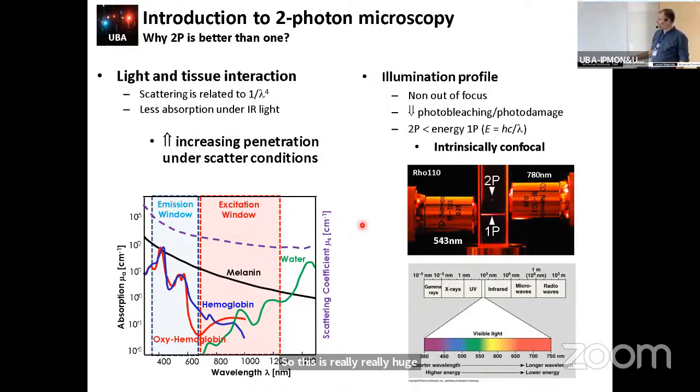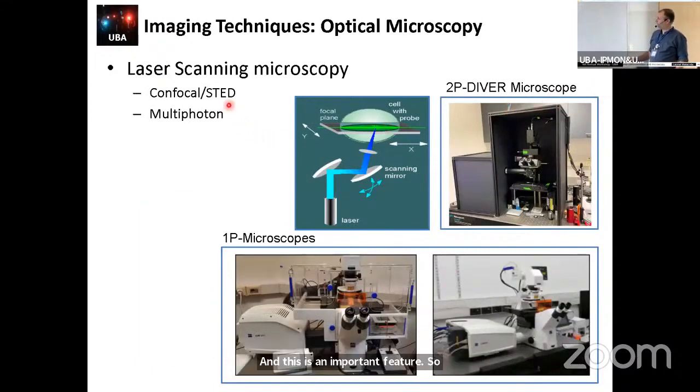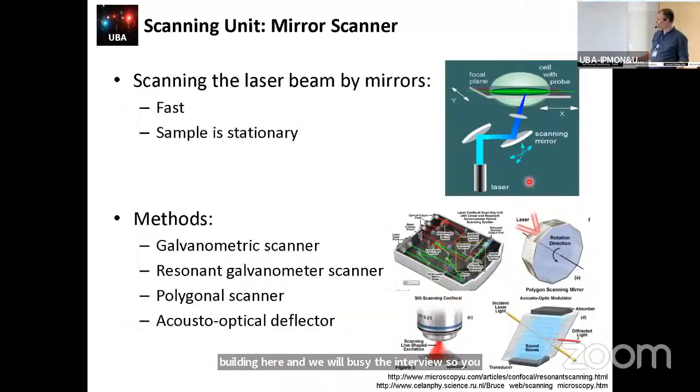And the important thing, as I mentioned just a minute before, is this intrinsic confocality of two-photon in comparison with wide field, which enables less photobleaching and less photodamage in our sample, and this is an important feature. So regular laser scanning microscopes, like confocal, STED, or multiphoton, basically use scanning. And these are some of the microscopes we have in Uruguay, like the 800 or 880 from Zeiss, or this is the DIVER microscope that we are building here, and we will visit the institute, so you will have the chance to learn more about this microscope.